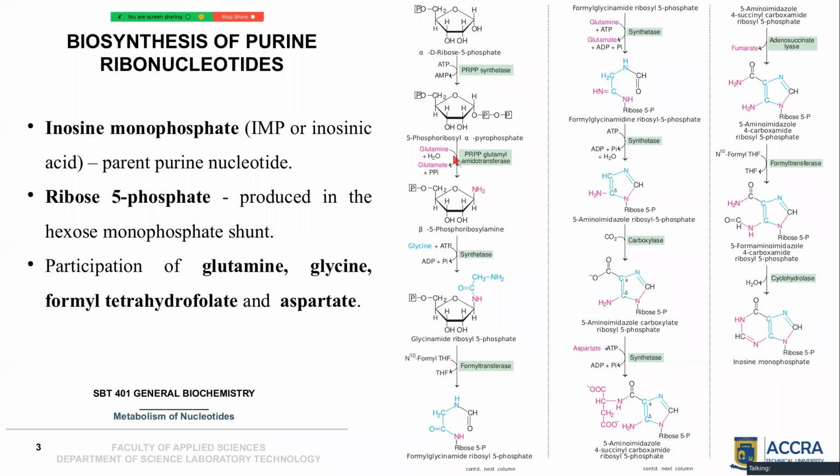So you can see it as a transamination, but this time around, the transfer of the amine group is coming from glutamine onto the ribose 5-phosphate. Then you see glycine now comes in. Glycine now comes and gets conjugated onto the amine group, which just got conjugated to the ribose 5-phosphate.